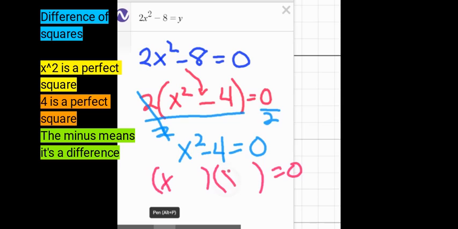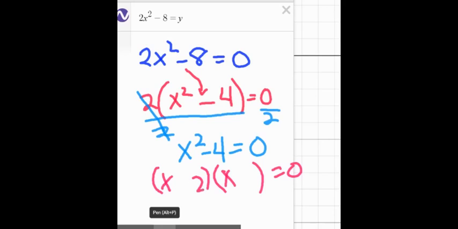We have x and x. That's how you get an x squared. And how do you get a 4? 2 and 2. And because it's a difference of perfect squares, we have a plus and a minus. Now I'm going to do this really fast.